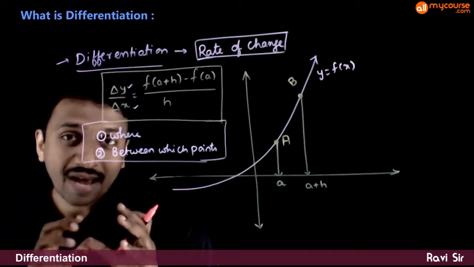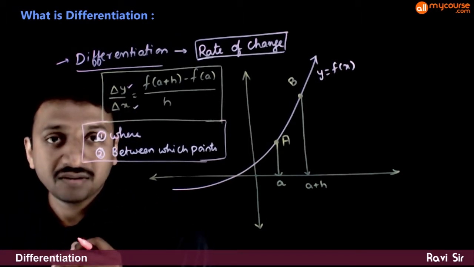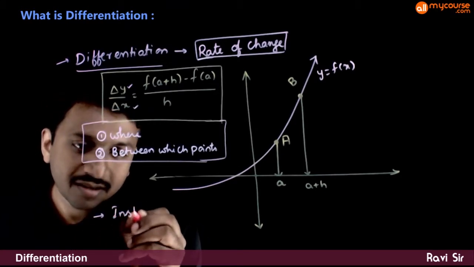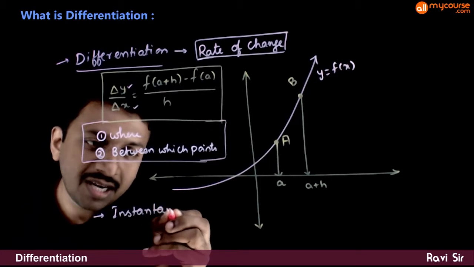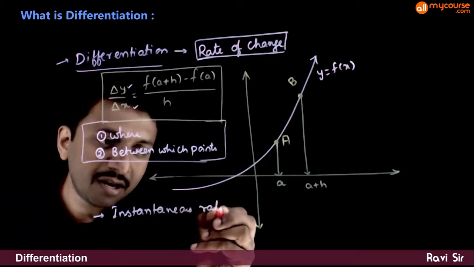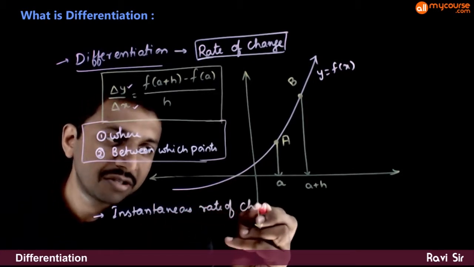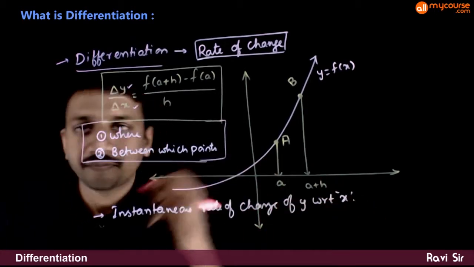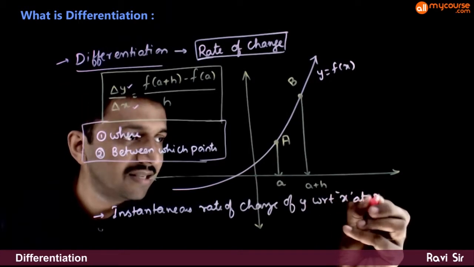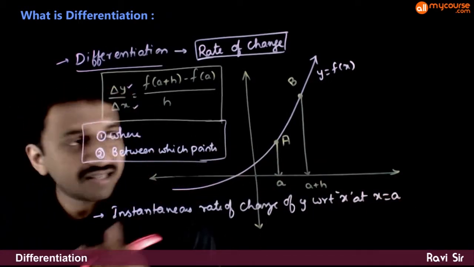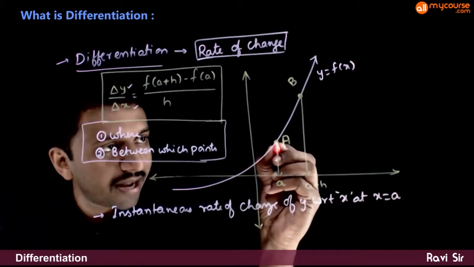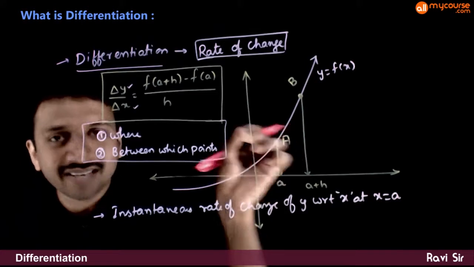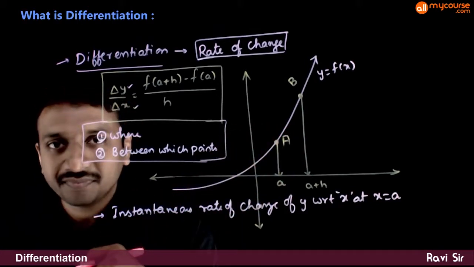Now, if I ask you a slightly different question. Now the question is, what is the instantaneous rate of change of y with respect to x at x is equal to a? It is corresponding to the point where x is equal to a. What is the instantaneous rate of change? That is exactly at this point, what is the rate of change?